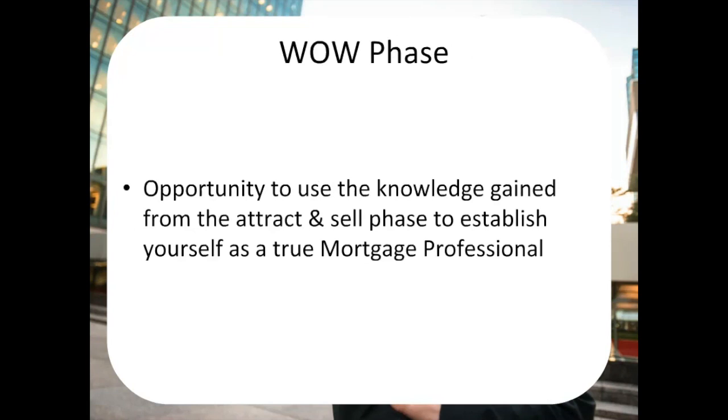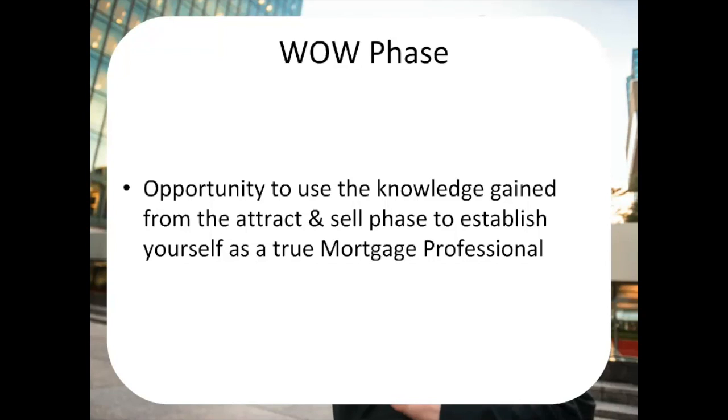So next is the wow phase, and this is definitely the second distinct phase. Now that we've moved past that attract and sell, you've done your detective work. You know everything you can possibly find out about that client. You've now taken that information, and this is your opportunity to use the knowledge you've gained. You found out what you can about that client, what their goals and needs moving forward are. And as I mentioned before with the financial planner approach, this is your opportunity to really establish yourself as a mortgage professional, as a mortgage planner moving forward.